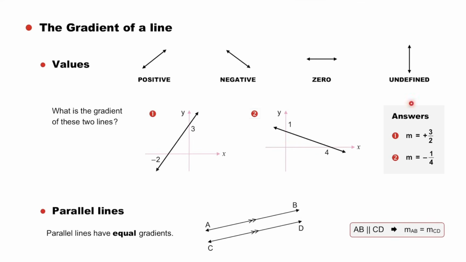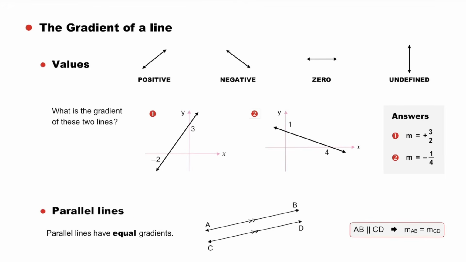We now return to look at the answers. The gradient of line 1 is plus 3 over 2, positive because the angle of inclination is acute. The gradient of line 2 is negative a quarter, negative because the angle of inclination is obtuse.